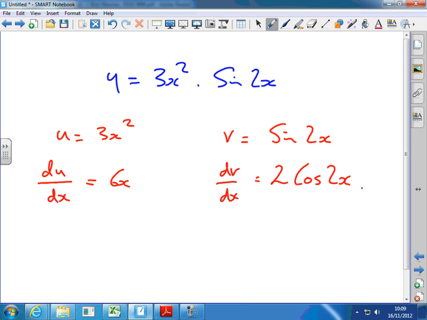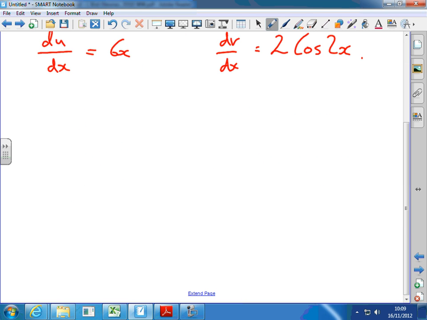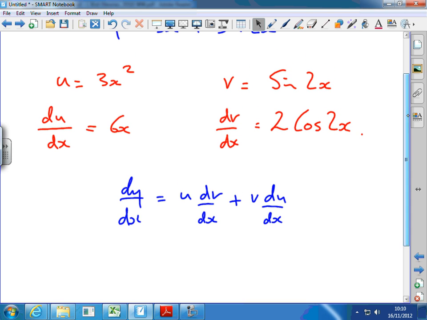So I've written down what u is and differentiated that, and I've written down what v is and differentiated that. Then I write down the product rule, which is dy by dx equals u dv by dx plus v du by dx. And then, what does that mean? It means the differential is u, which is the first bit, so it's this, 3x squared, multiplied by the differential of the second function, which is this, plus the second function, which is sine 2x, multiplied by the differential of the first. So I just write it down.